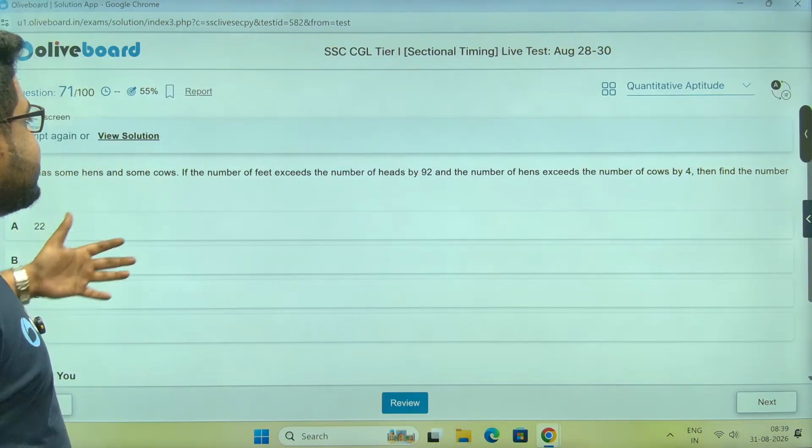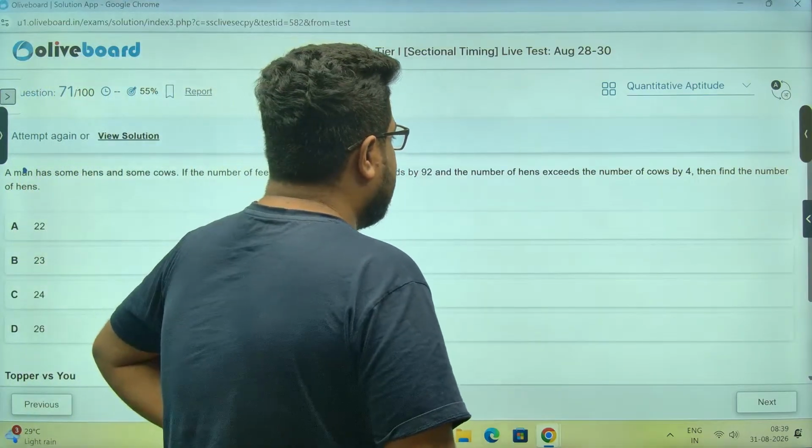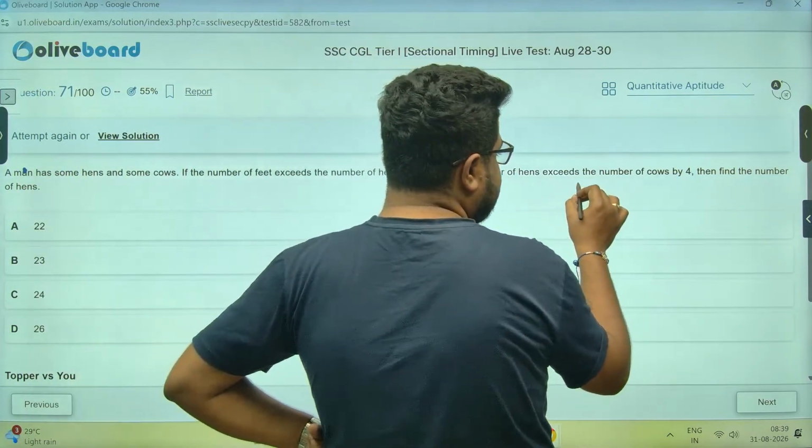A man has some hens and some cows. The number of feet exceeds the number of heads by this. Acha, number of hens exceeds the number of cows.